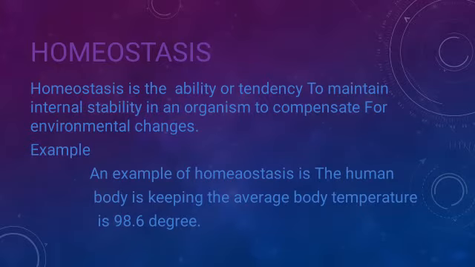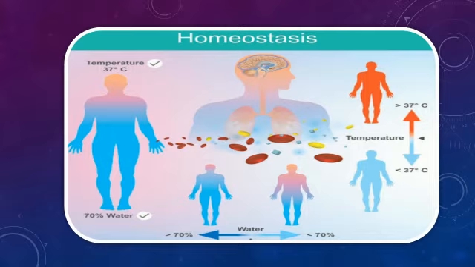Then homeostasis. So what is homeostasis? Homeostasis is the ability or tendency to maintain internal stability in an organism to compensate for environmental changes. For example, an example of homeostasis is the human body keeping the average body temperature at 98.6 degrees, as you can see in this image.